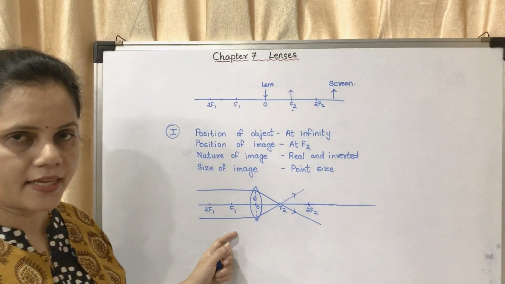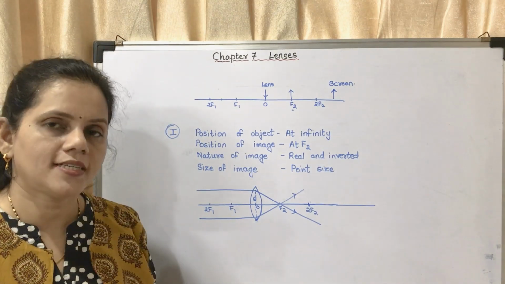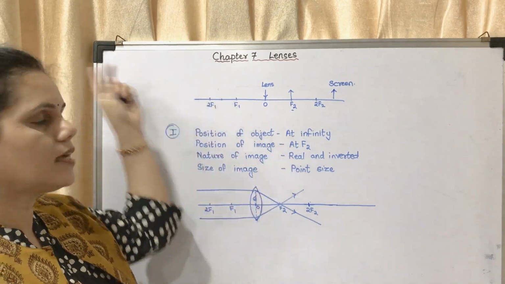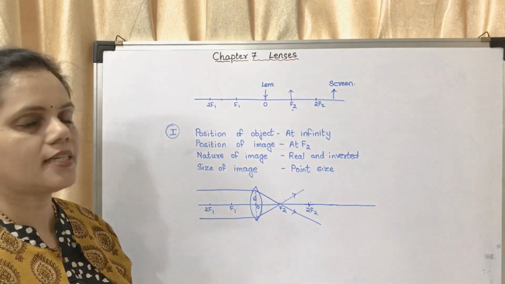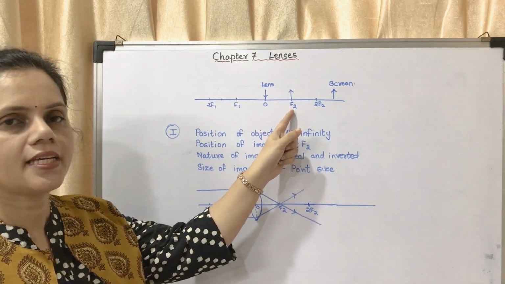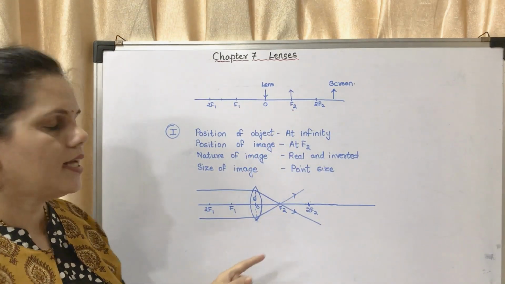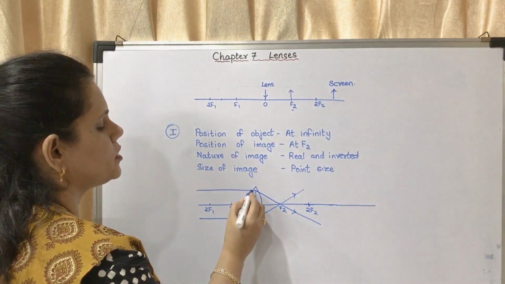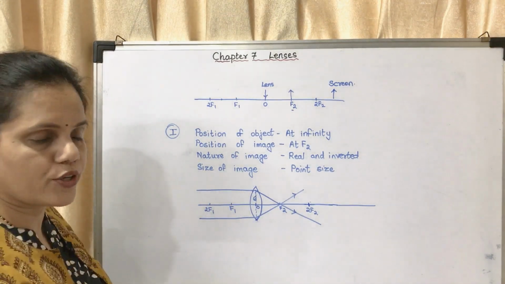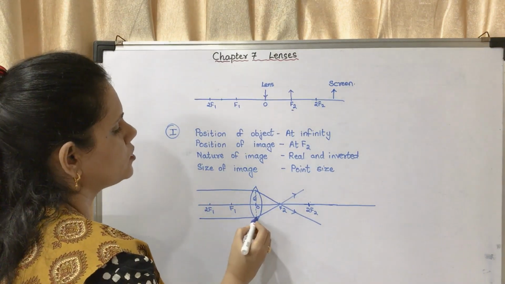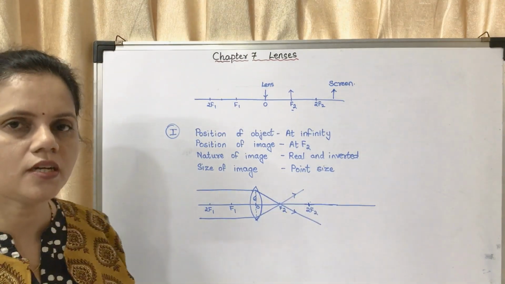This is the diagram showing this condition. What is the condition? The object is at infinity. When the object is at infinity, you will get the image at focus. The ray passing parallel to the principal axis passes through the focus.